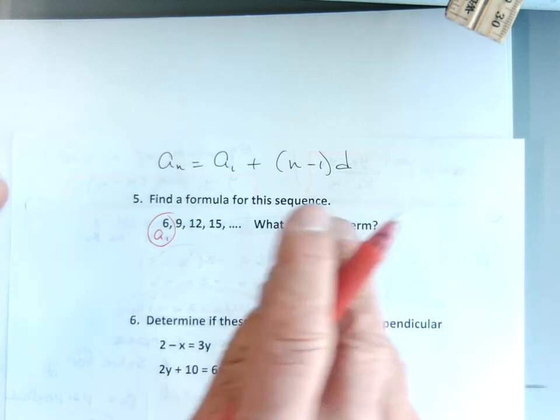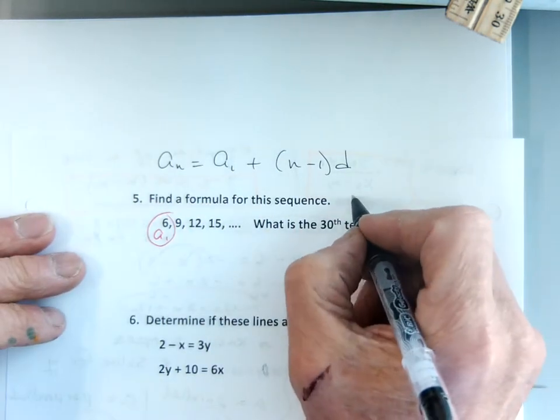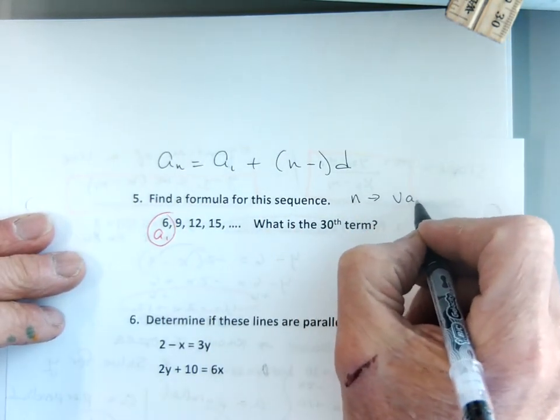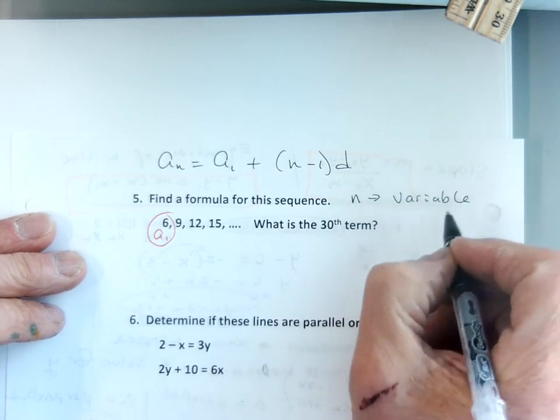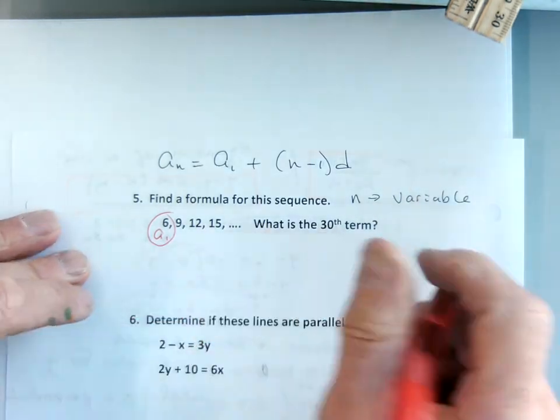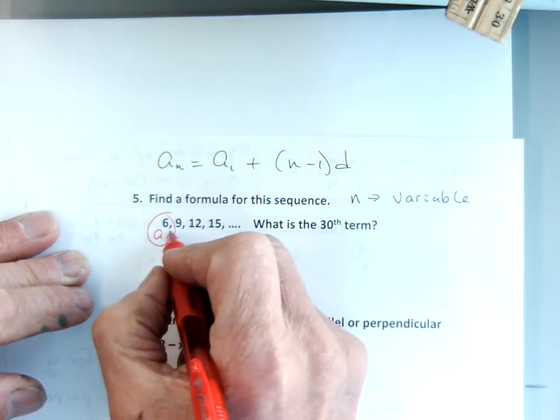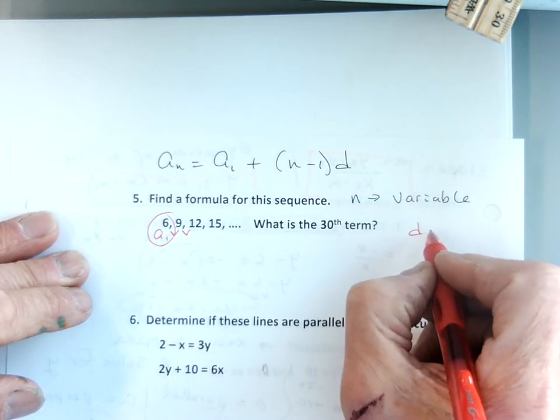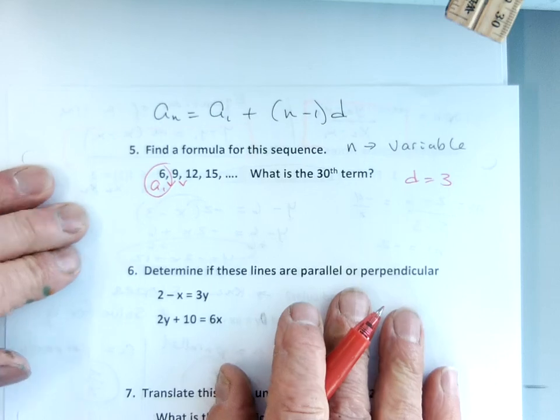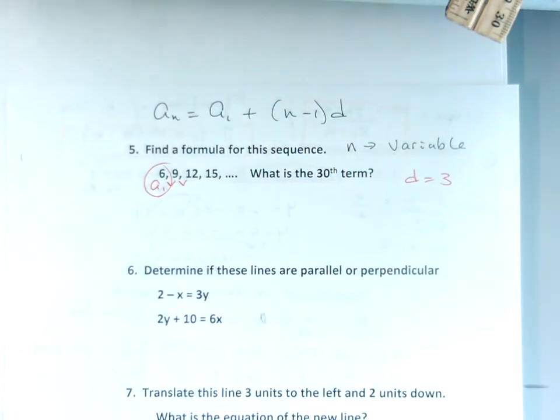Our n, we're going to keep as a variable. N is going to be our variable for a formula. And d is the difference. So d is going to be, let's see, d is up 3. So d is 3, positive 3. Okay, so let's put it into this formula, okay?